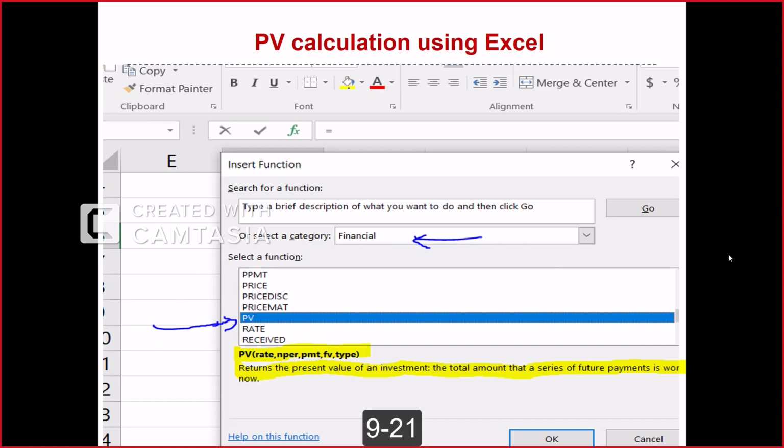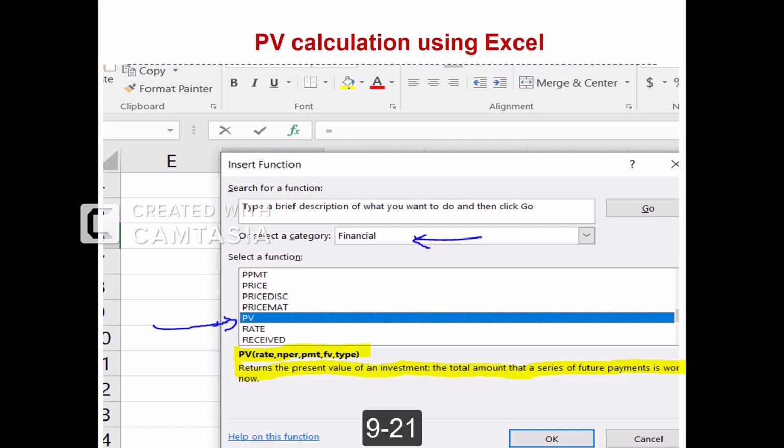You can use Excel for your present value calculation. There is a specific formula in Excel to calculate the present value. So just give me 1 second, please.